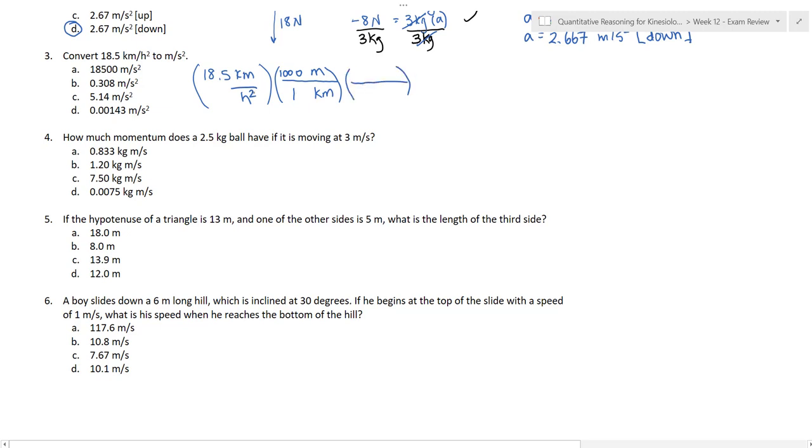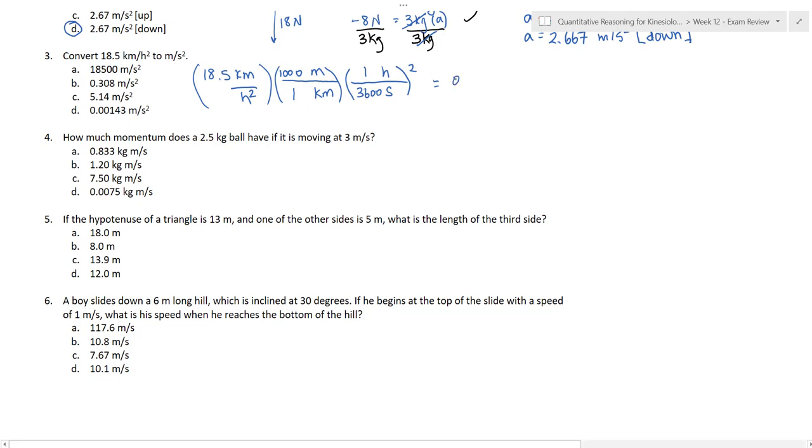Now we want to get rid of hours because the SI unit for time should be seconds and not hours. So we're going to put hours in the numerator, seconds in the denominator. 1 hour is 3,600 seconds. But at this point, the hours squared will not cancel with the hours, so we have to square the entire bracket. So we're going to type this onto our calculator. I'm just typing 18.5 times 1,000 divided by 3,600 squared.